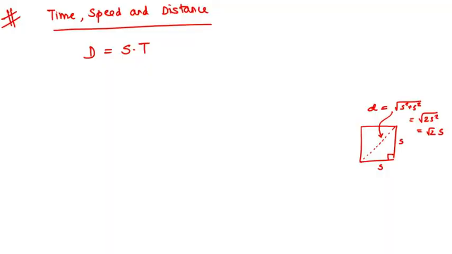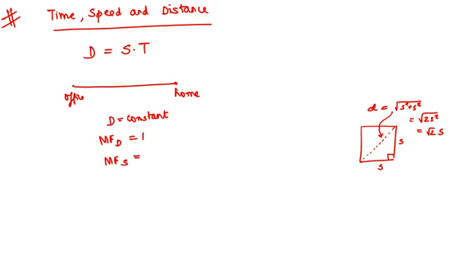Now what is the case here? This is my office. This is my home. Every day I go. So the distance is therefore constant, which means the multiplying factor of distance is equal to 1. One day I am going 30% faster. So the multiplying factor of speed is equal to 1 plus 30%. Therefore that is equal to 1.3.